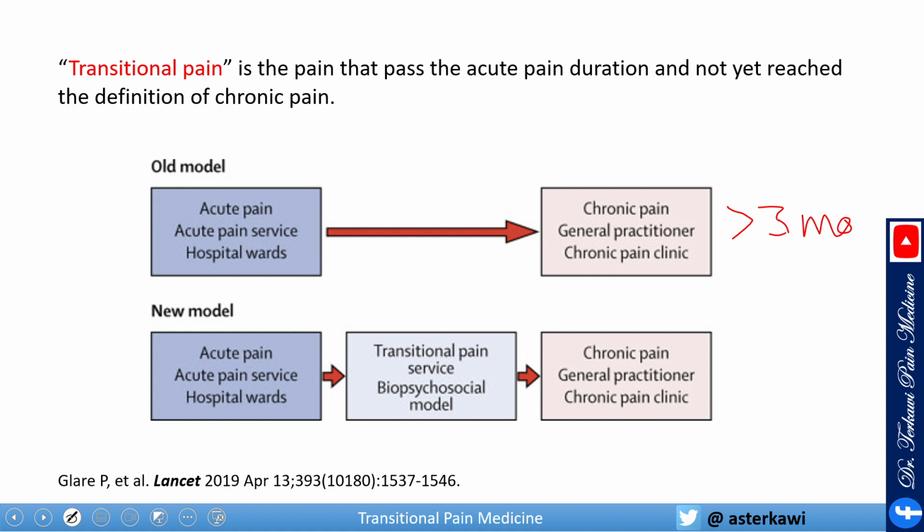So what about these patients who are beyond acute pain, let's say 1 or 2 weeks, but are not yet at 3 months? We have a gap here in the definition and in service. This is why the new model now suggests adding, to cover this period, what we call transitional pain. It's transitional pain because it transitions the patient from acute to chronic.